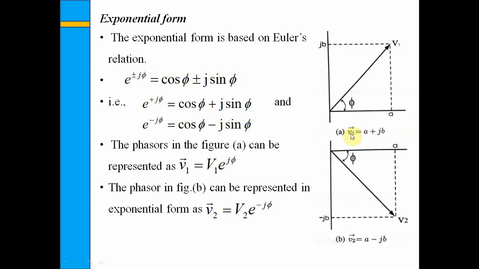For that also, let us consider a phasor V1 having magnitude V1 and making an angle phi with the reference axis, and a phasor V2 having magnitude V2 and making an angle minus phi with the reference axis. Then in exponential form, V1 is represented as capital V1, which is the magnitude, into e raised to j phi, and V2 is capital V2 e raised to minus j phi.